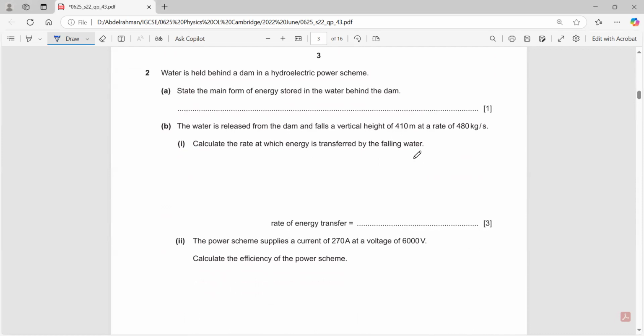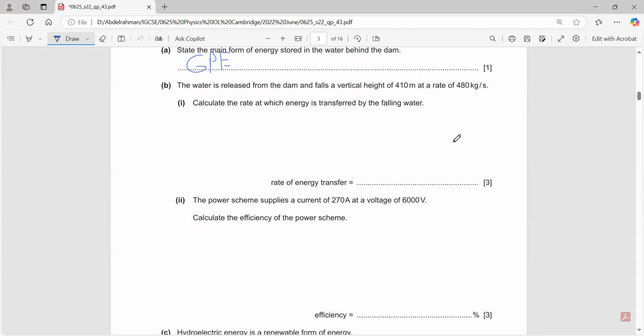Water is held behind a dam. State the main form of energy stored in the water behind the dam. Definitely the energy stored would be gravitational potential energy. Please write it down as gravitational potential energy, not GPE. The water is released from the dam and falls vertically at a height of 410 meters at a rate of 480 kilograms per second. Calculate the rate at which the energy is transferred.